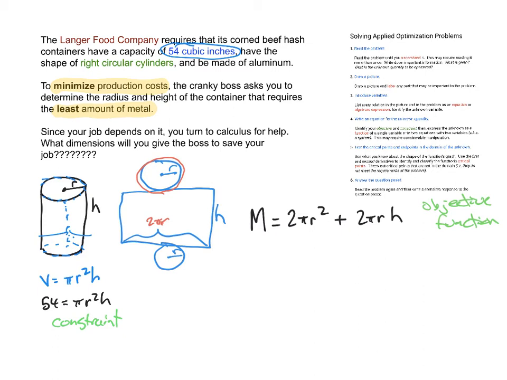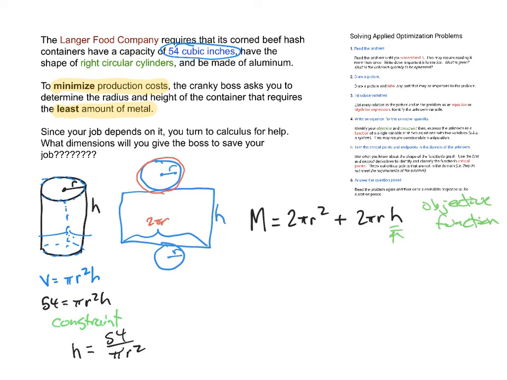But there's a problem. We have too many variables. I can't have r and h in this function, right? This is supposed to be a function with a y, m is our y, and with an x. So I have to eliminate one of these. To do that, if you don't mind, I'm just going to eliminate the h because there's only one occurrence of the h. And I go down to my constraint and I solve for h. So I'm going to divide by pi r squared. And that means h is 54 over pi r squared. And then I'll go ahead and put that over there where the h was, right here.